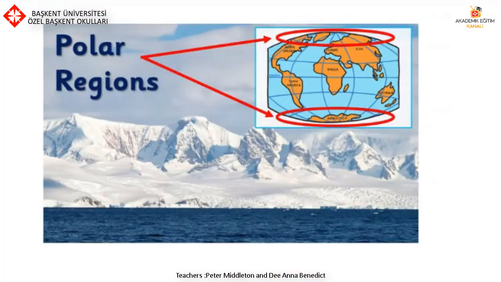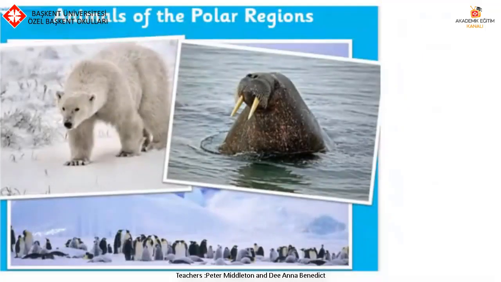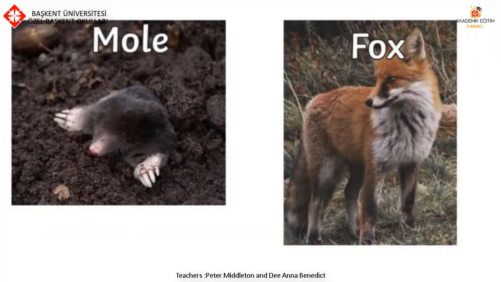These are the polar regions at the top and the bottom of the globe. What animals can be found here? You can find a polar bear, penguins, and a walrus. What other animals can you find? This is a woodland. What animals can be found in the woodland? You can find a mole and a fox. What other animals are there?